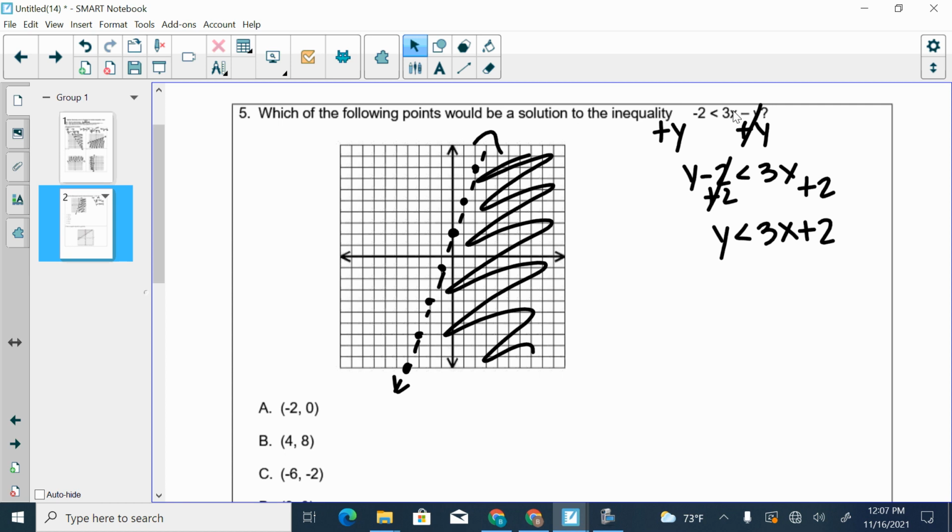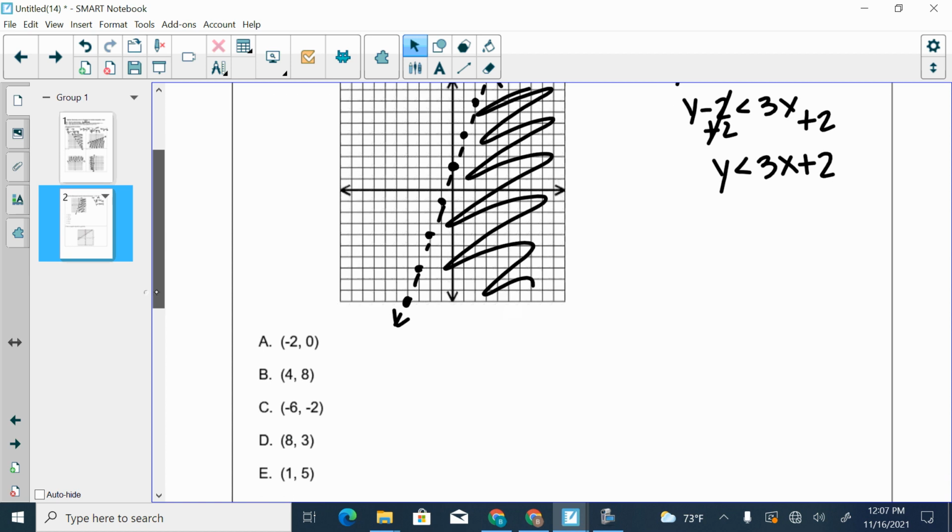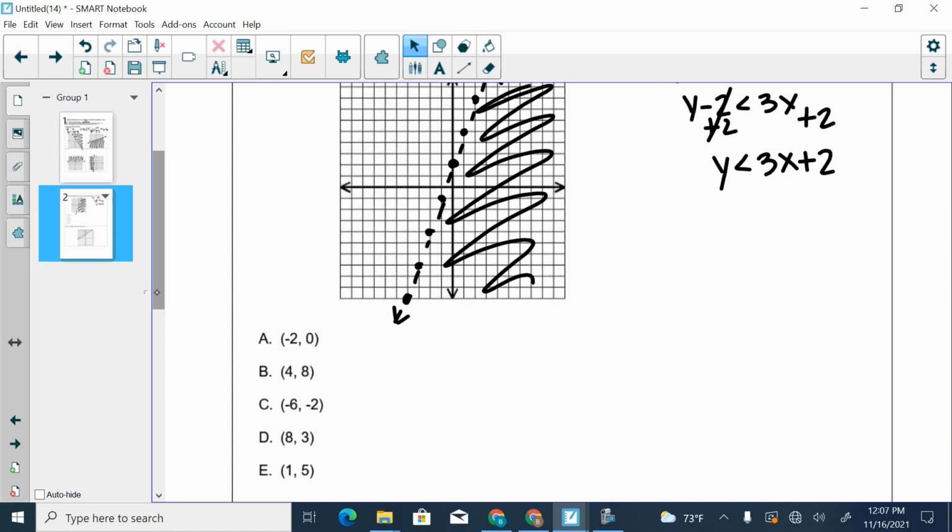Okay, so now I'm just supposed to pick which one of these answer choices is part of our solution. Well, our solution is all of the shaded part. Okay, so we're looking for which one of these falls in our shaded region. So first is -2, 0. Well, is that point in our shaded region? No, so it can't be that one. Then we got 4, 8. Yeah, it looks like it's going to fall in there, right?